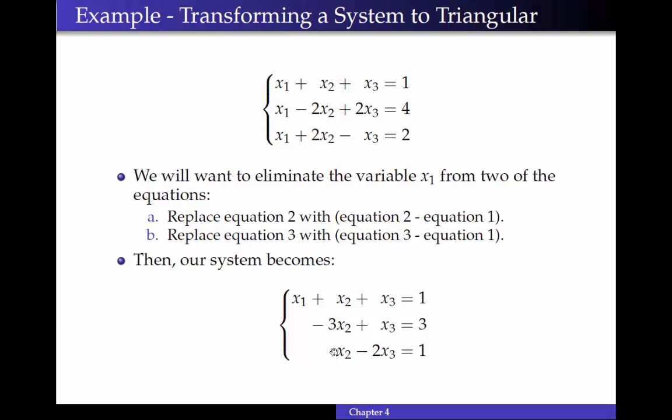And then I do the same thing with equation 3. x1 minus x1 is 0. 2x2 minus x2 is just x2. And minus x3 minus x3 is minus 2x3. And 2 minus 1 is 1. So we're getting closer to a triangular system. Now what I need to do is use this term to eliminate the x2 from the last equation.